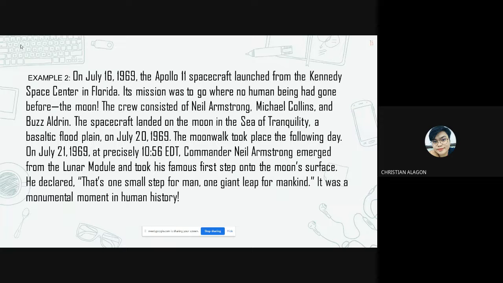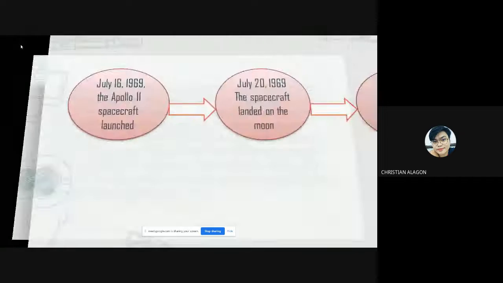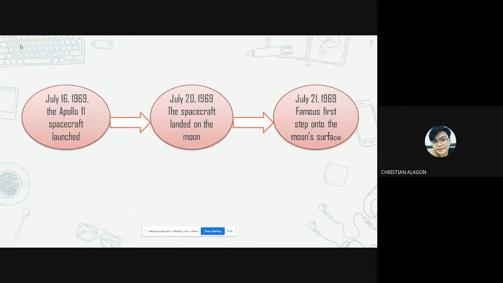With Neil Armstrong, the chronological order is, I'm so sorry: July 16, 1969, the Apollo 11 spacecraft launched. On July 20, 1969, the spacecraft landed on the moon, and that is also the first step on the moon of Neil Armstrong.